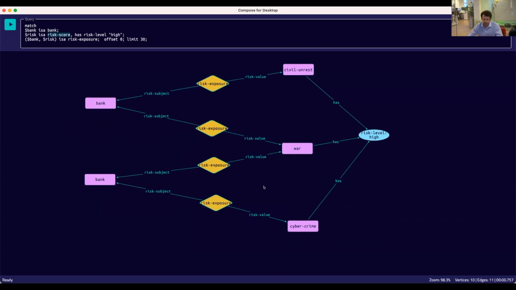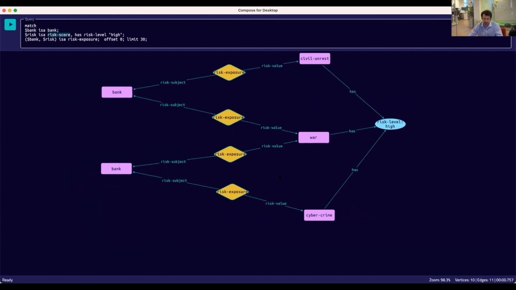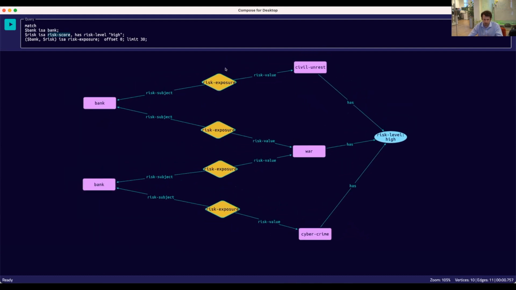The second one, which is perhaps more interesting from a narrative point of view, is that now these four relations right here, so these risk exposure relations, they don't exist in the database. So they're not persistent. None of that is actually persistent in the database. And they were created at query runtime when we ran the query.